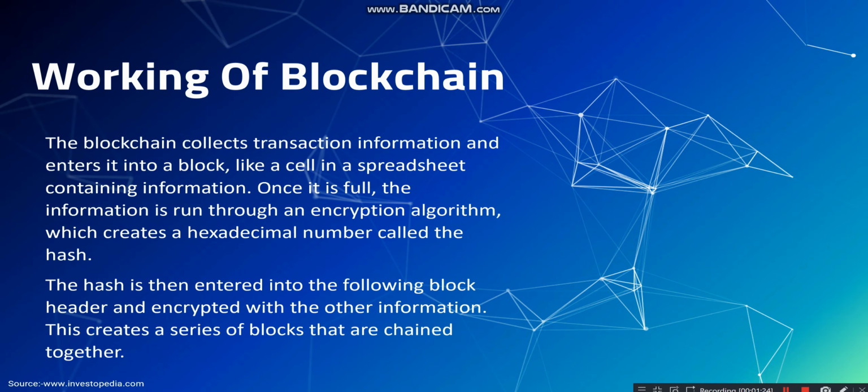Working of blockchain. So let's see how blockchain works. First, blockchain takes the data and enters it into the block. Once the block is filled with the information, it is run through the encryption algorithm, which creates a hexadecimal number, which is impossible to crack, which is called hash. So first of all, you need to understand what an encryption algorithm is and how it works.